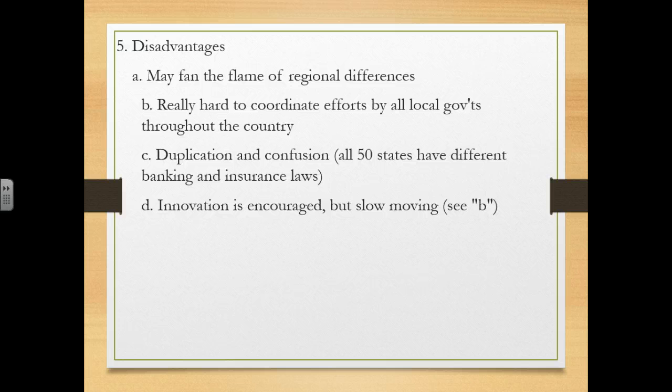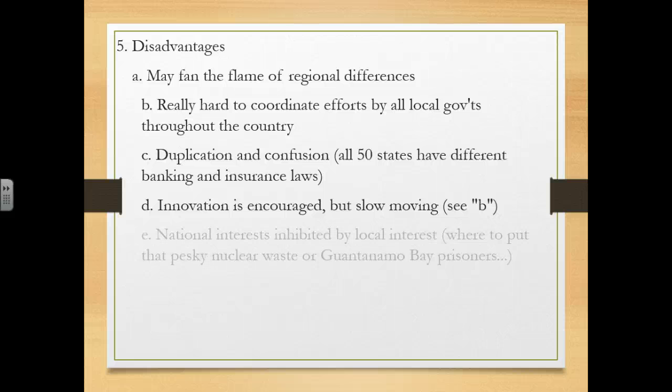Innovation is encouraged, but slow moving because there are so many localities that need to have those changes occur. If you look at women's suffrage, Wyoming was the first state to allow women the right to vote in the mid-1800s, and it took until 1920 before there was a national amendment, or before all of the states allowed it.